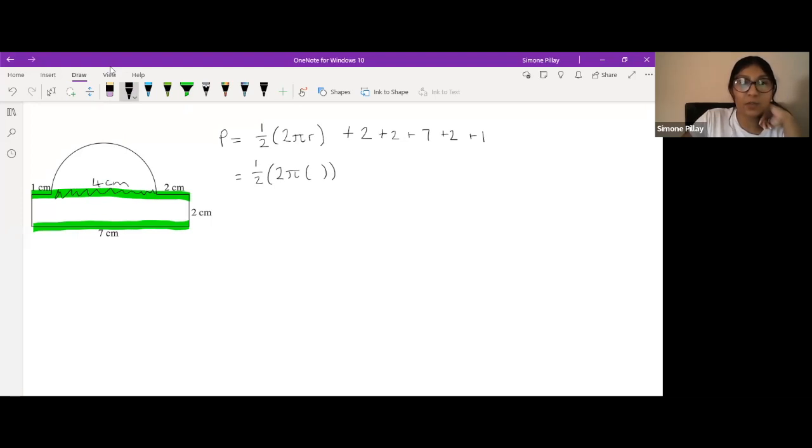How did I know that? 1 plus 4 plus 2 is going to give me the 7, right? Yes, ma'am. So what's my radius? The radius is 2, ma'am. There we go. And then add all of these numbers up at the back for me. Okay, ma'am. I'm getting 14.